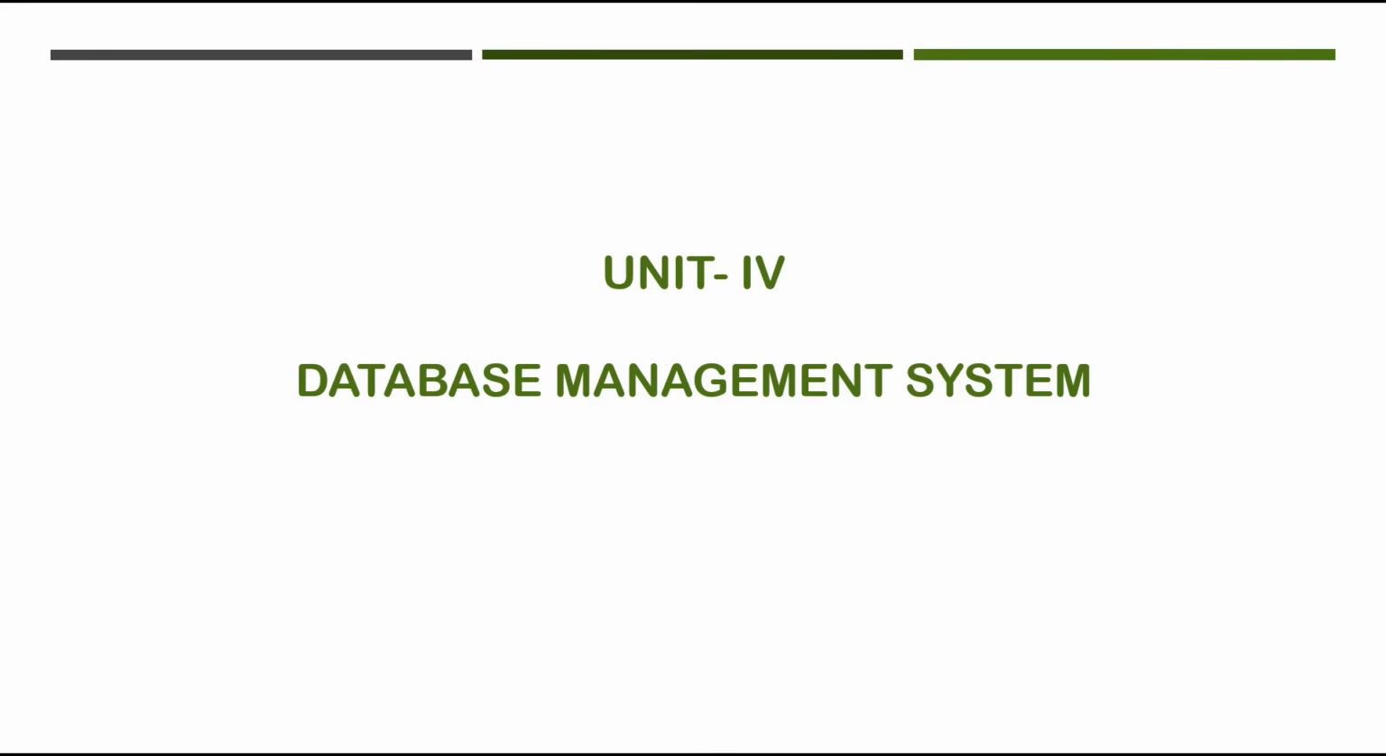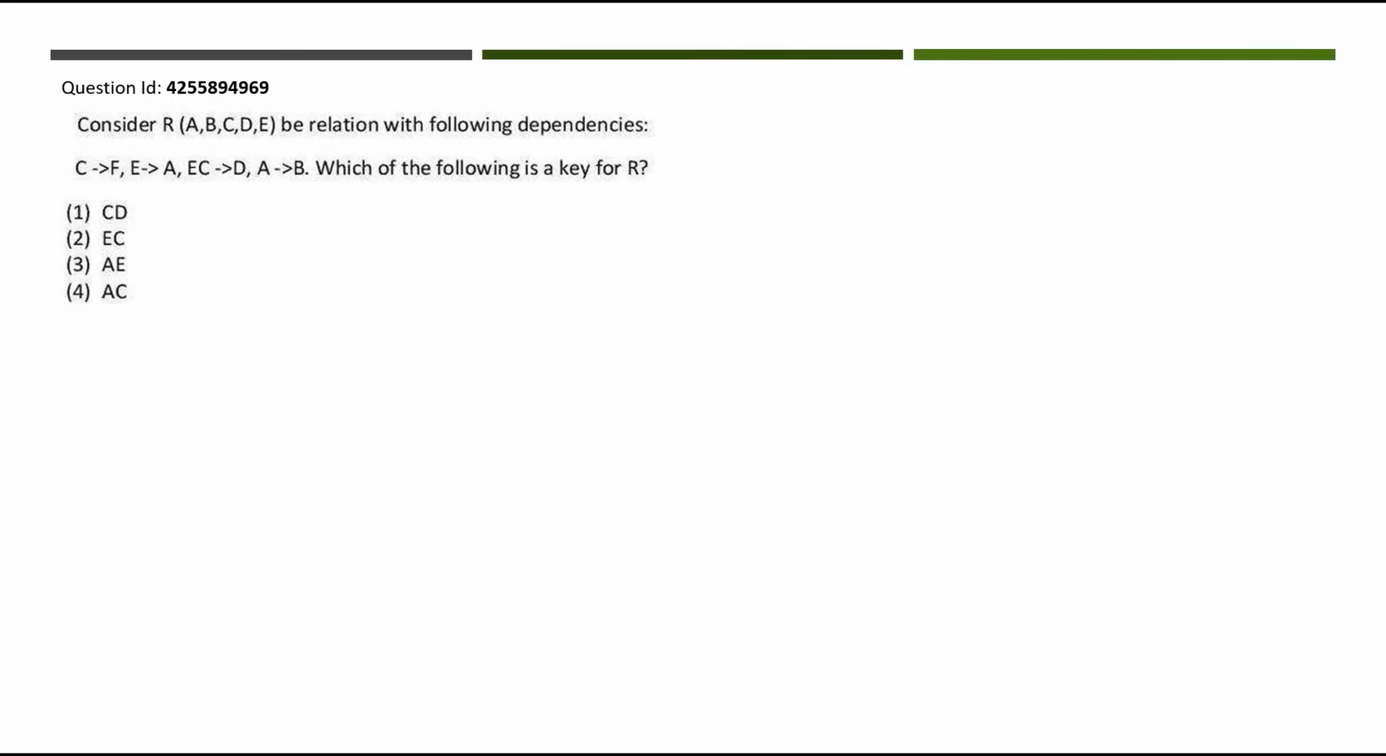Let's solve Unit 4 Database Management System questions. Consider R with attributes A, B, C, D, E be a relation with the following dependencies: C derives F, E derives A, EC derives D, A derives B. Which of the following is a key for R?